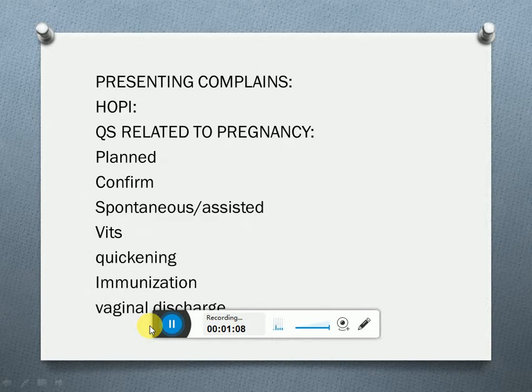if the patient is pregnant, you always have to ask these particular questions. First of all, whether the pregnancy was planned or unplanned, whether it was spontaneous or an assisted pregnancy, and how did the patient confirm the pregnancy: by urine test, blood test, or ultrasound. How did she confirm? Then you have to ask about the intake of vitamins.